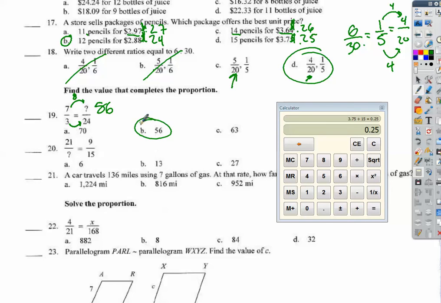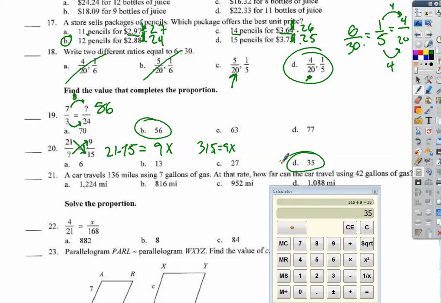For number 20, just for fun, let's do it using cross multiplication. So I have 21 times 15, and that is going to equal 9 times some unknown number. Well, 21 times 15 is 315. So 315 is equal to 9x. Something times 9 is 315. Then I would have to divide 315 by 9 to find that something, and I get 35. D, 35.